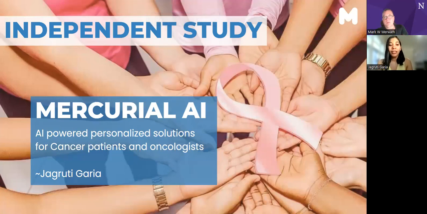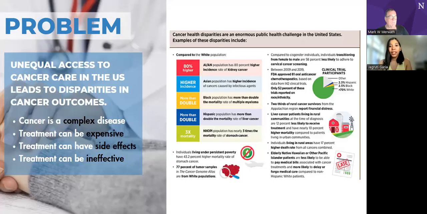So good evening, Professor. Today I'll be starting with the final presentation of my independent study, which is about Mercurial AI, an AI-powered personalized solution for cancer patients and oncologists. We see that there's unequal access to cancer care in the US, which leads to disparities in cancer outcomes. It is because cancer is a very complex disease: the treatments can be expensive, can have long-lasting side effects, and can somehow be ineffective.